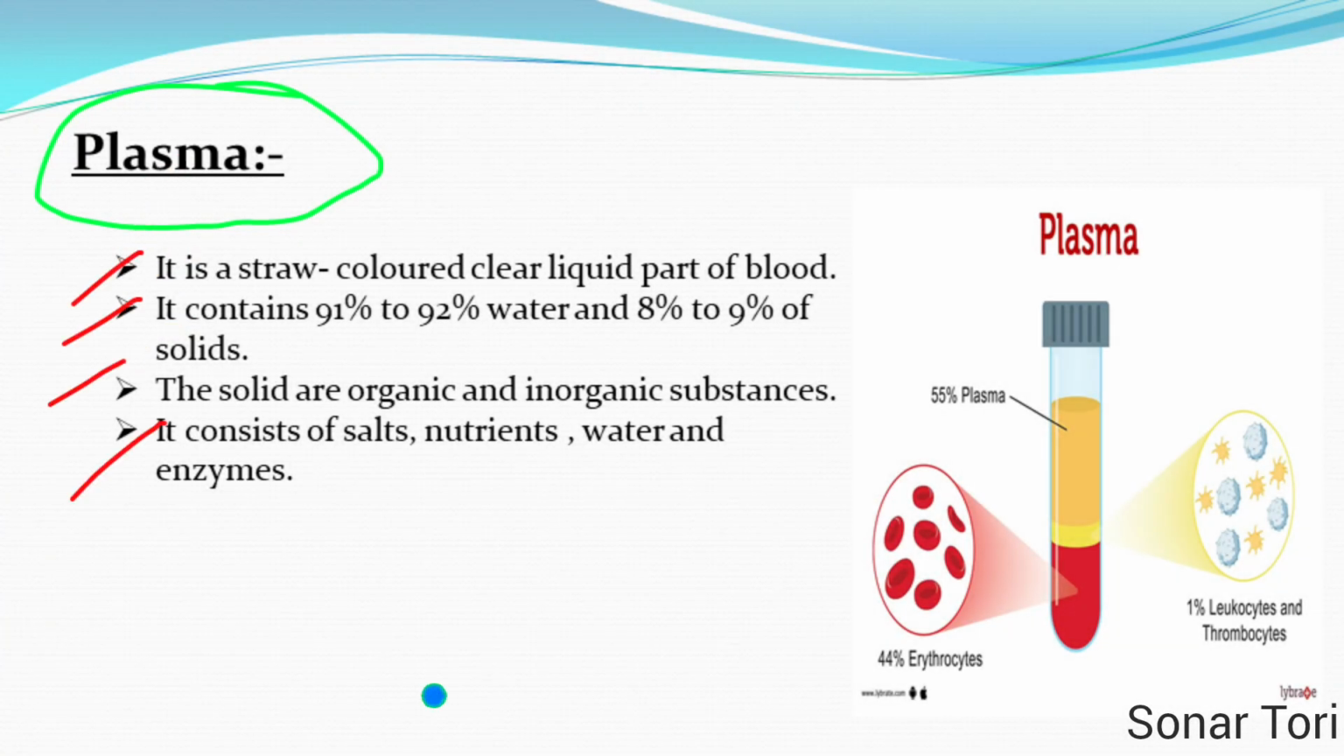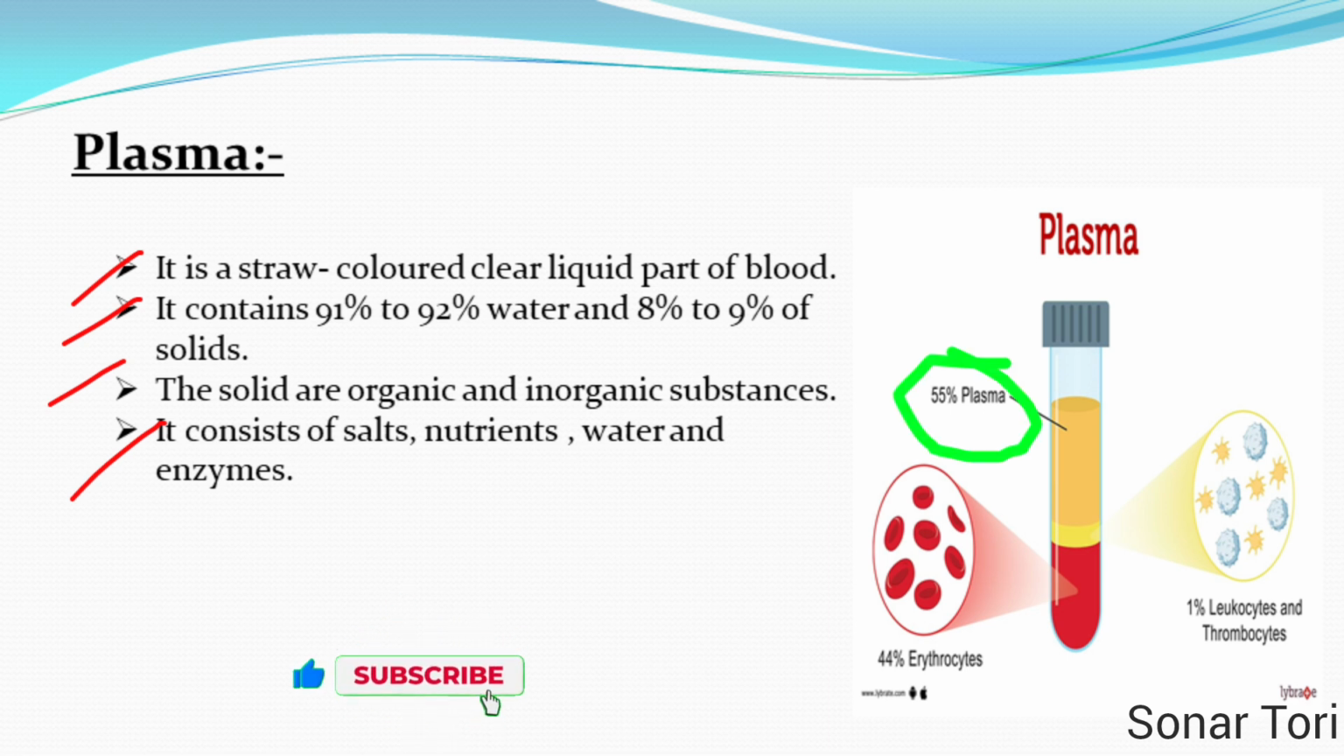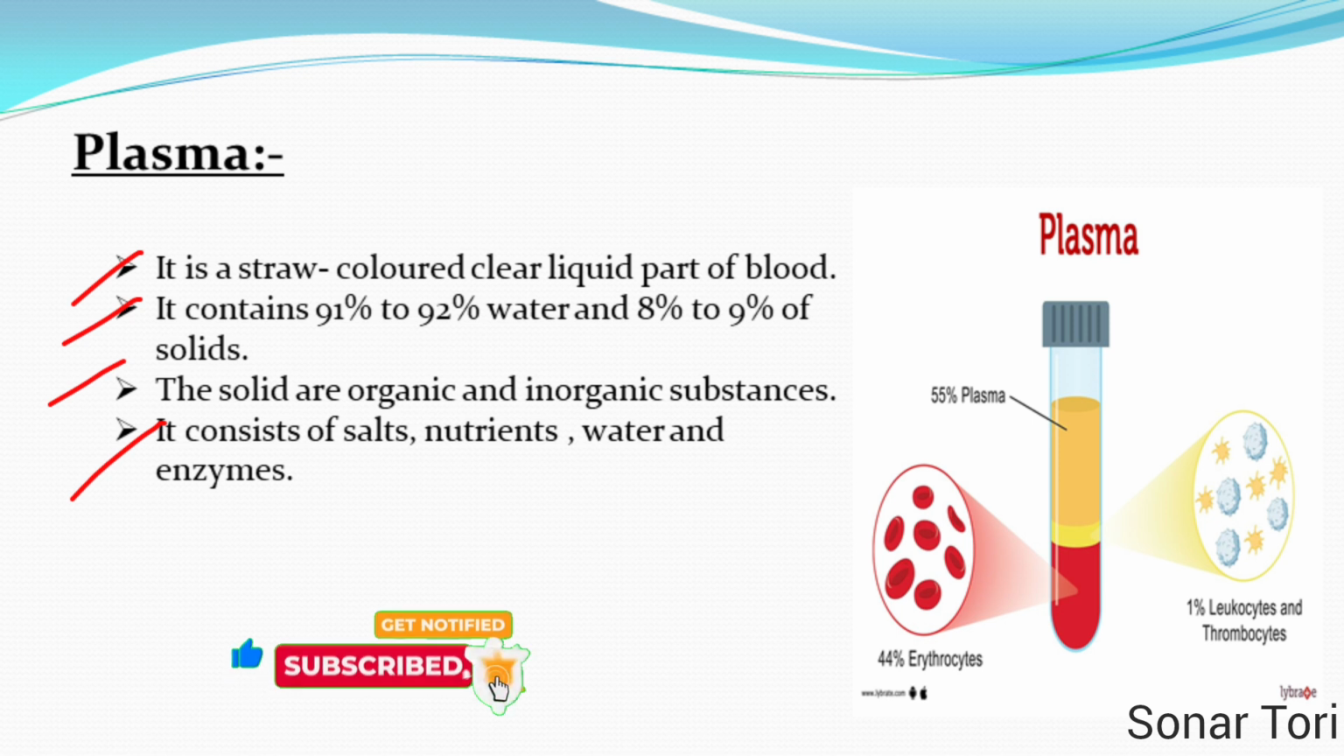Plasma. It is the straw colored liquid part of the blood. In the whole blood, 55% is plasma, of which water is the main part and 8 to 9% is solid. The solids are organic and inorganic substances. It consists of salt, nutrients, water, and enzymes.